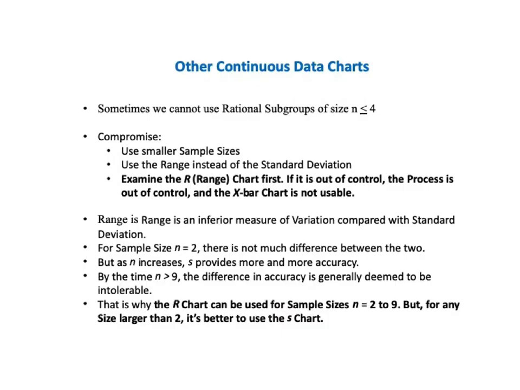As we explain in the book, article, and in the video which is titled Variation/Variability/Dispersion/Spread, range is an inferior measure of variation compared with standard deviation. For sample size n equals 2, there is not much difference between the two, but as n increases, the standard deviation provides more and more accuracy. By the time n is greater than 9, the difference in accuracy is generally deemed to be intolerable. That is why the R chart can be used for sample sizes n 2 to 9, but for any size larger than 2, it's better to use the S chart.